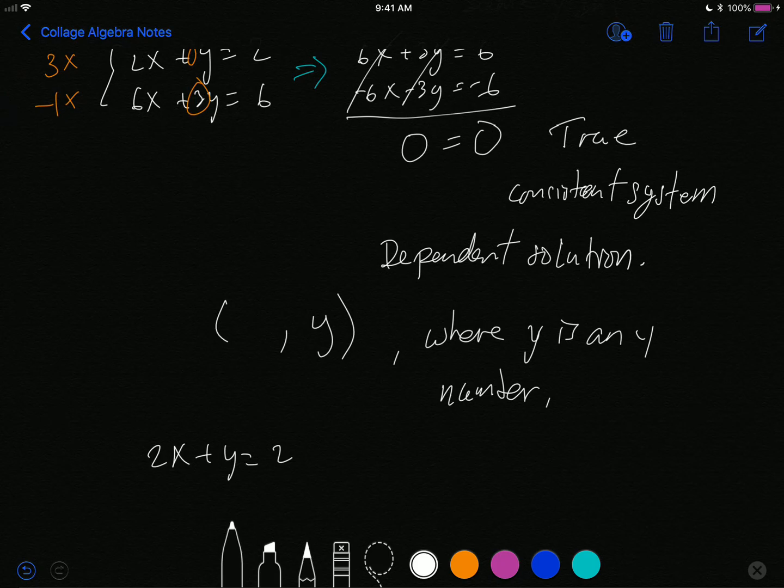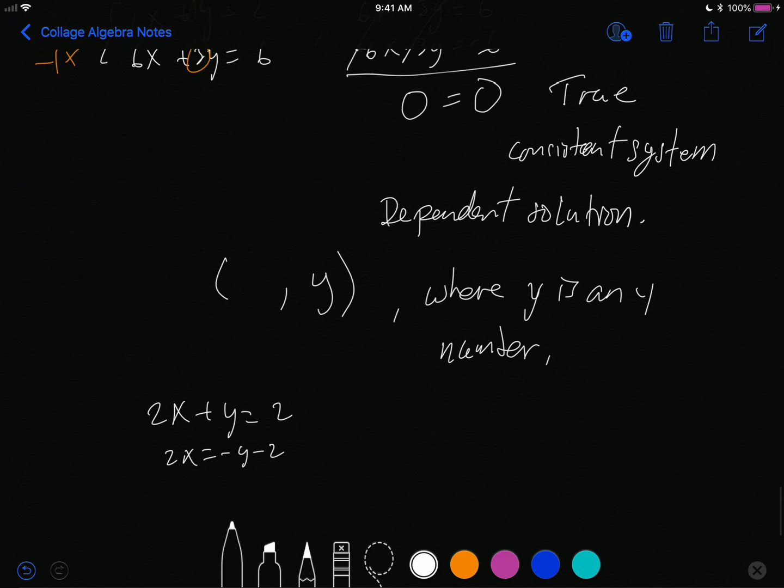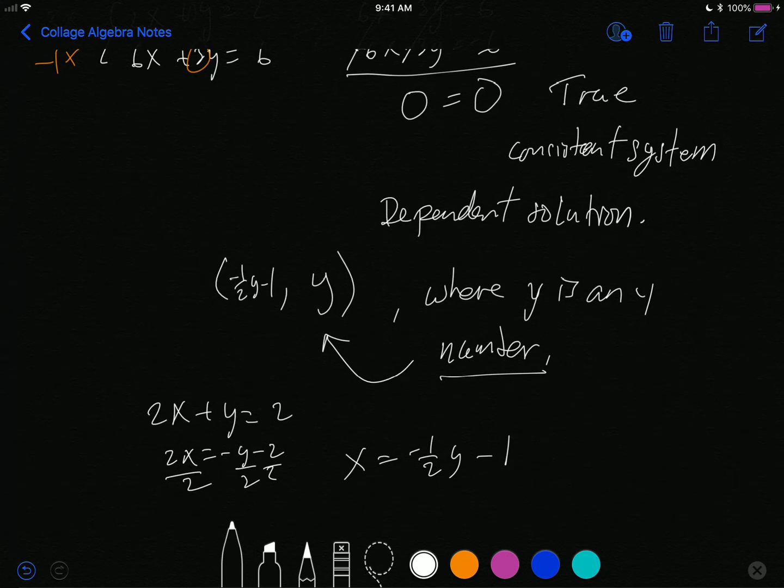I'm going to take the y over, so 2x equals -y minus 2, and then divide by 2. And so I get that x equals -1/2 y minus 1. That's going to be the value of x. So as I choose different numbers for y, I will get a different ordered pair. Since there are an infinite number of numbers that I can choose for y, I will get an infinite number of ordered pairs. And so this system has an infinite number of solutions.